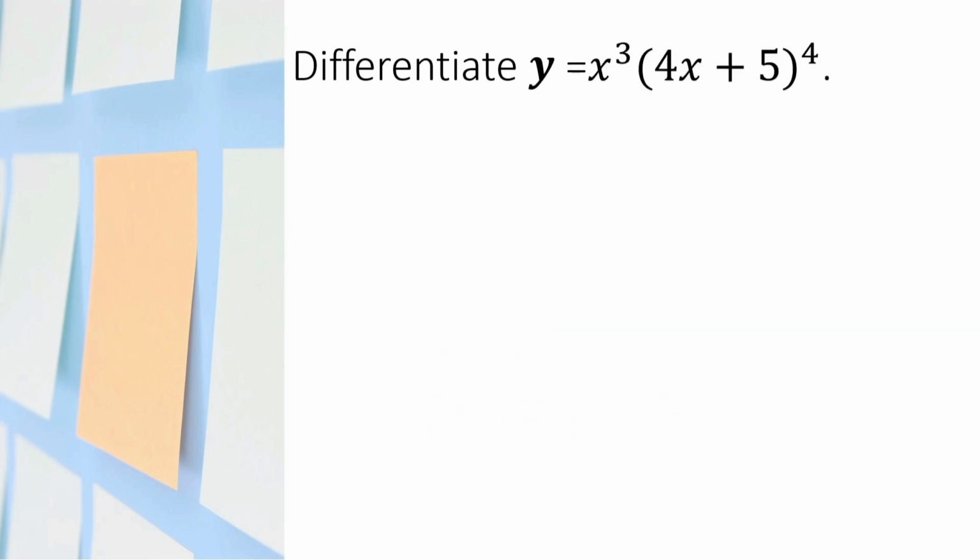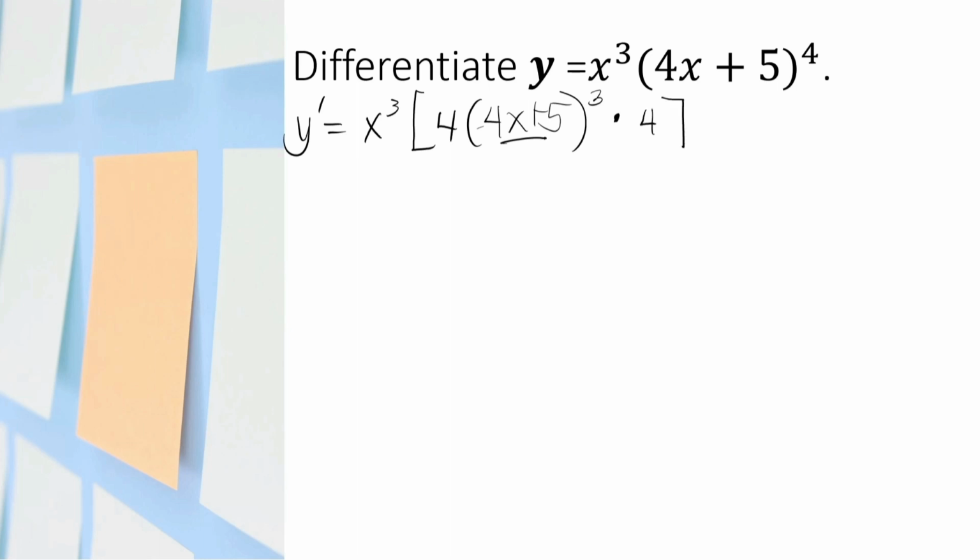So let's have another example. y is equal to x cubed times (4x plus 5) raised to 4. So product rule ulit. That is, y prime is equal to x cubed times the derivative of (4x plus 5) raised to 4. So power rule and chain rule: 4 times (4x plus 5), 4 minus 1 is 3, times the derivative of the inside function, that is 4x plus 5.